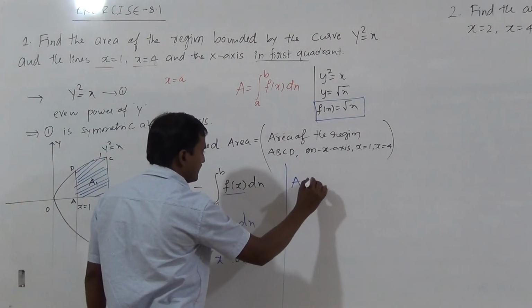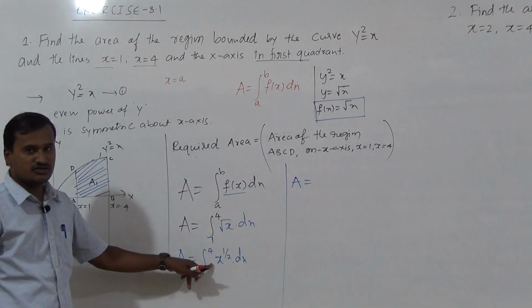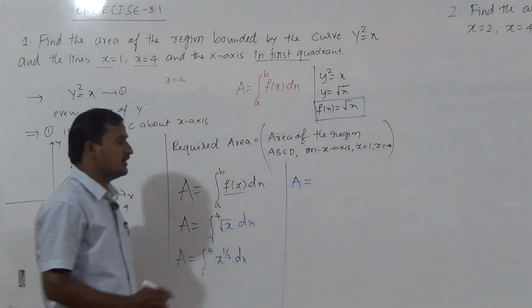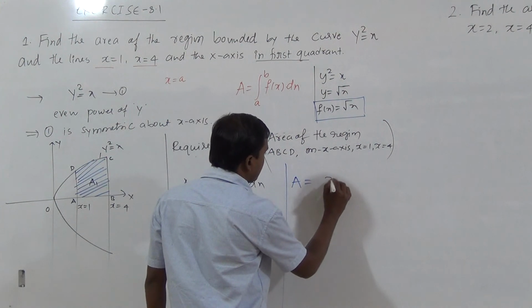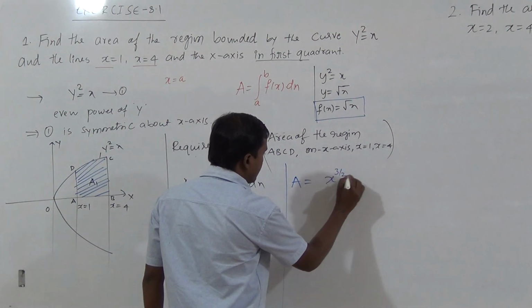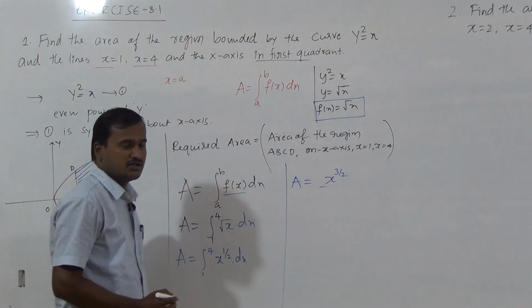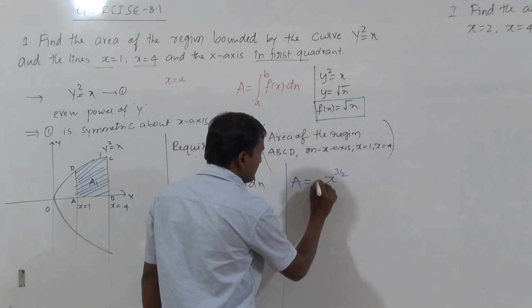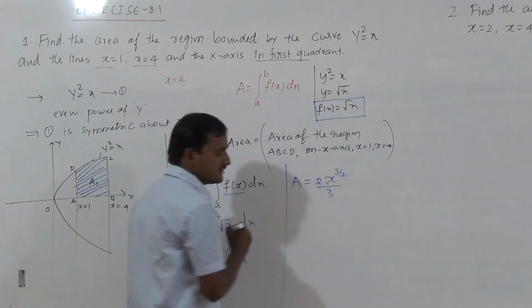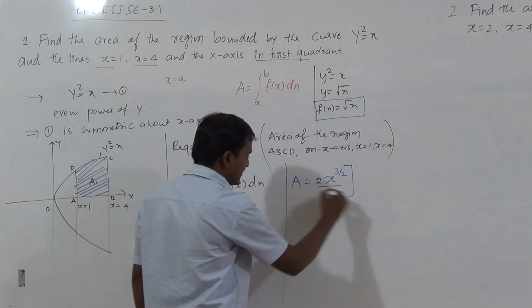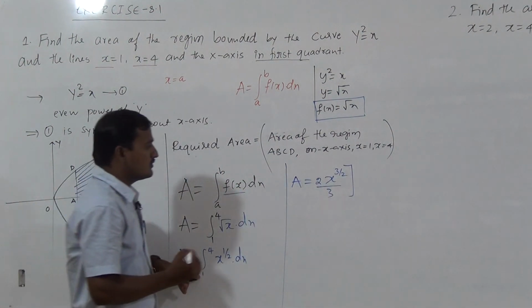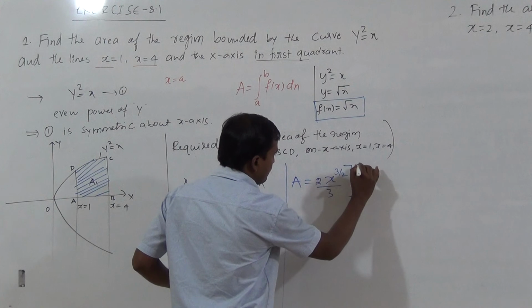The area A is equal to the integration of x to the power 1 by 2. The integration of x to the power 1 by 2 is x to the power 3 by 2 divided by 3 by 2. So that 3 by 2 here I will take as 2 divided by 3, right? So therefore over the limits, what are the limits? 1 to 4. So 1 to 4, right?